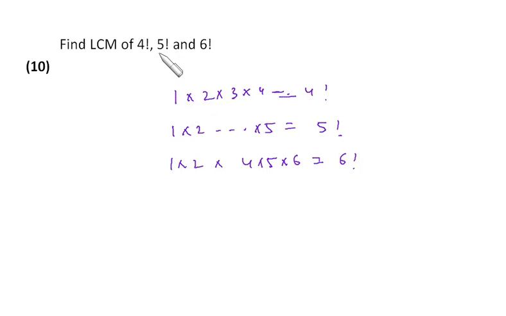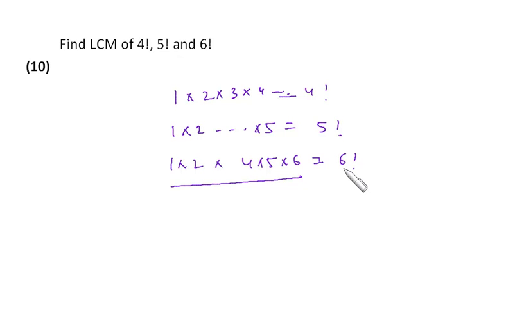what is the LCM of 4 factorial, 5 factorial and 6 factorial? We have to find a number that is divisible by 4 factorial, 5 factorial and 6 factorial as well, right? So just look at this number. It's 1 into 2 into 3 into 4, so definitely this number is divisible by 4 factorial. Similarly, we have 1 into 2 into 3 into 4 into 5. That means this number is divisible by even 5 factorial, right? Because 4 factorial and 5 factorial are already included in 6 factorial, right?